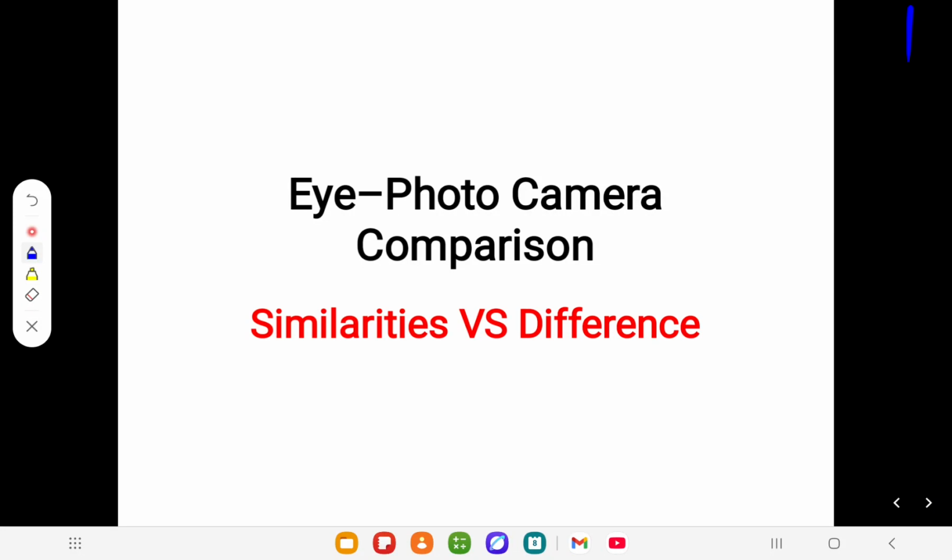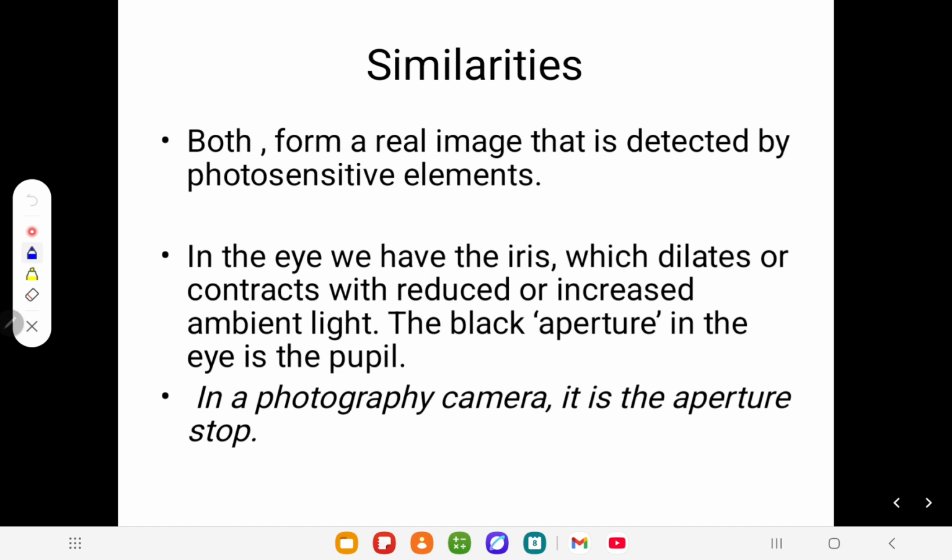Okay, so in today's video we are going to compare the human eye with a photo camera, looking at similarities and differences. It is very important to view the human eye as a camera, and to understand what the similarities with a photo camera are, and what the dissimilarities, or differences, are. Okay, let's move on. First, similarities.